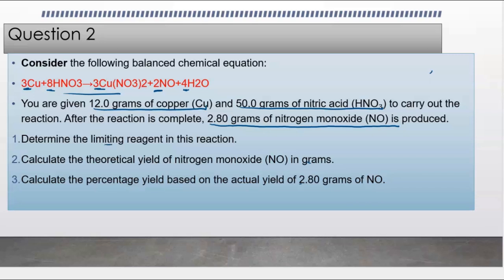Part 1. Determine the limiting reagent. Part 2. Calculate the theoretical yield of nitrogen monoxide in grams. Part 3. Calculate the percentage yield based on actual yield of 2.80 grams of nitrogen monoxide. This question is a bit more challenging. There are more steps in this question than the previous question we have already discussed because we are given the mass of copper and mass of nitric acid as reactants. Therefore, you should determine the limiting reagent first.